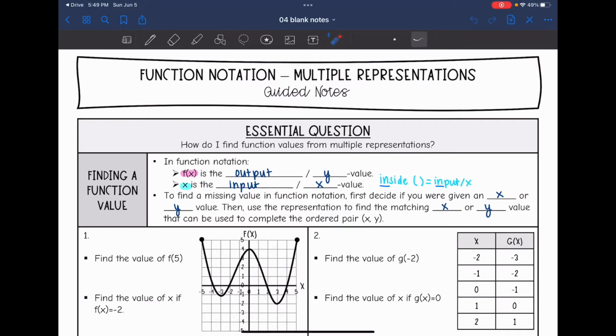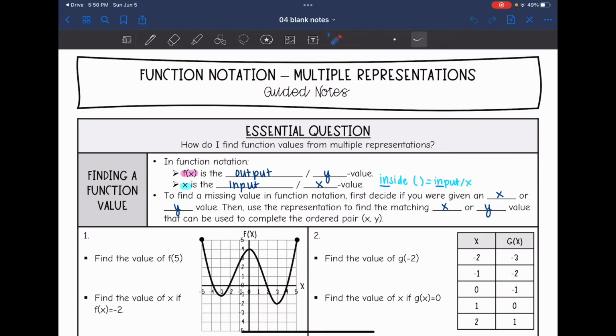Hey guys, today we're going to continue looking at function notation with multiple representations. Last time we just looked at equations. We're going to look at graphs and tables and more this time. So remember function notation, f of x is the output or the y value. It's interchangeable. So if you see f of x, think y. And then x is the input, obviously the input value. Remember what is inside the parentheses is the input, so that's the x value.